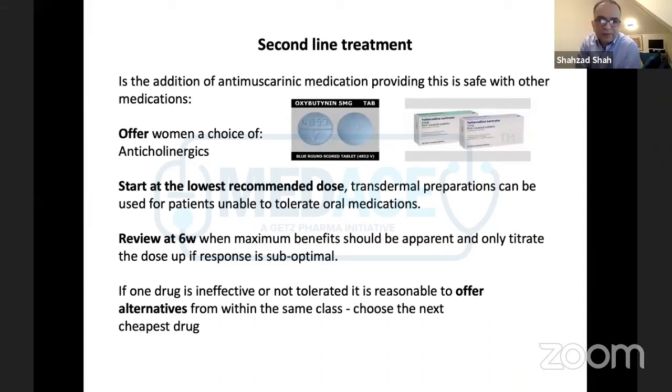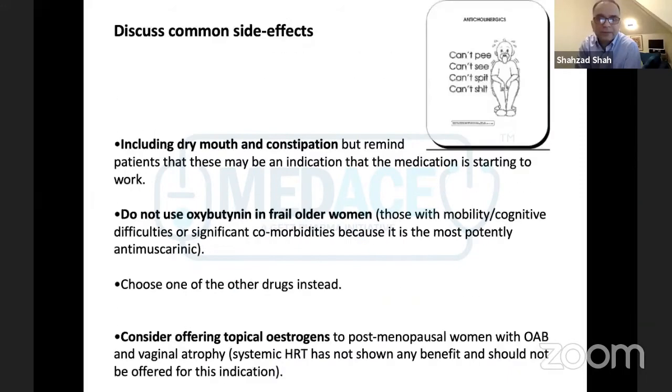If one drug is ineffective or not tolerated, it is reasonable to offer another from the same class. Depending upon your hospital guidelines, we usually go for the cheapest second best option. Discuss the common side effects, including dry mouth and constipation. Do not use oxybutynin in frail elderly women. There is now a big hype with regards to anticholinergics and early onset dementia, so watch this space.